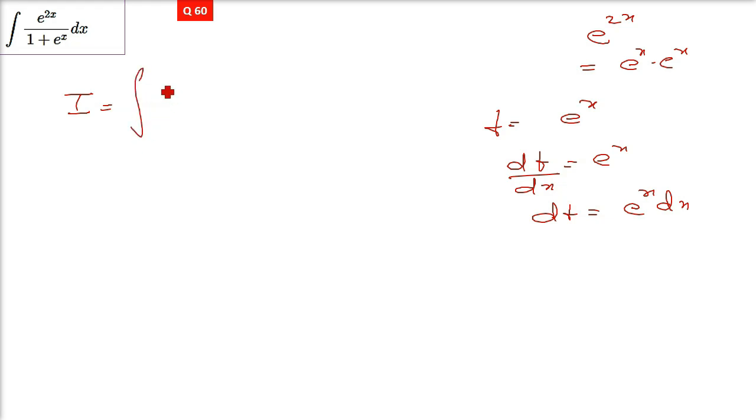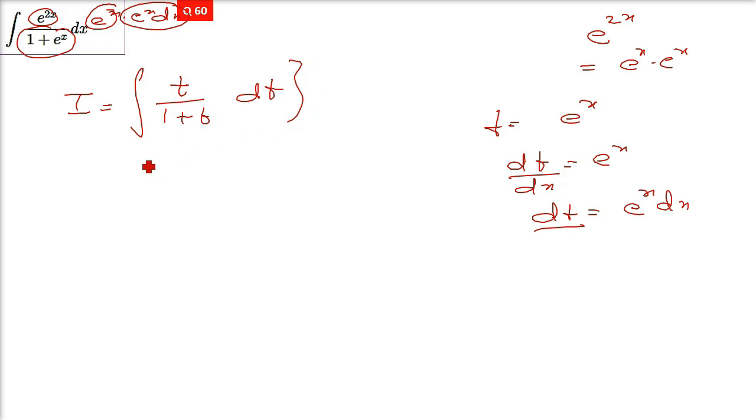So integration will become like this. E raise 2x we have written as e raise x, dx was already there, so e raise x dx is dt. Altogether it's dt. So we have e raise x in the numerator, 1 plus e raise x in the denominator. So numerator e raise x is t only. This is t and this is 1 plus t. Now this is the catch.